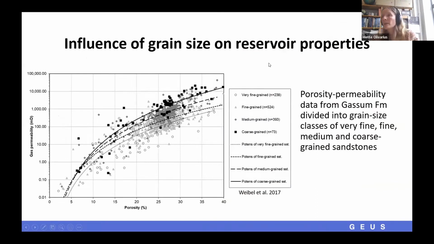So, as I also mentioned before, the grain size is also important for the reservoir quality. Here you can see again the data from gas fields, and they have been grouped into how coarse the sediment is, showing that the coarser the sediment, the larger the permeability will be. So that is something you also have to take into account when you make this diagenesis modeling.